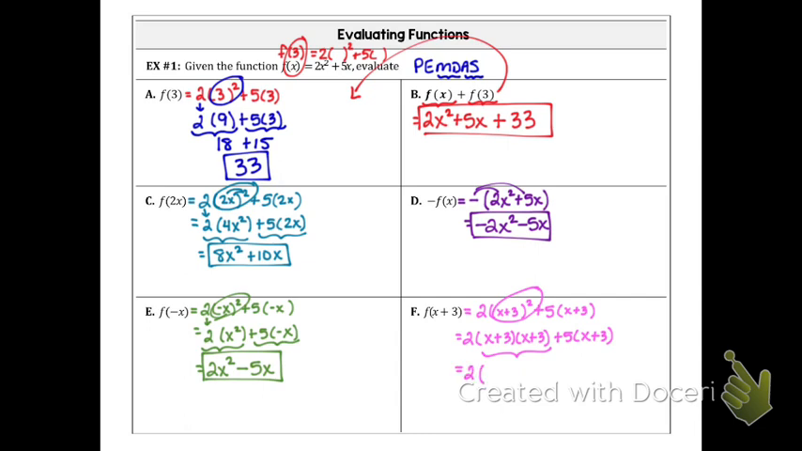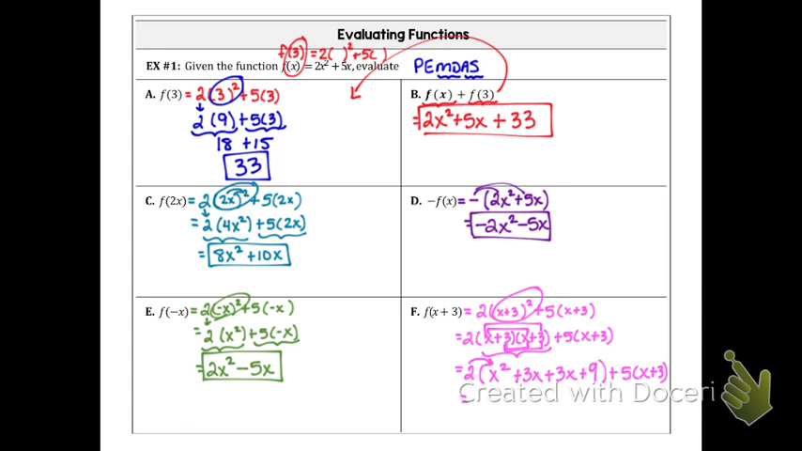So when I do FOIL, I get x times x, x times 3, 3 times x, and 3 times 3. And I'm going to bring down the rest. And here we have a couple of different options of what we can do. But I'm going to go ahead and distribute this 2 at the front. And then I'm going to distribute the 5 in the second one.